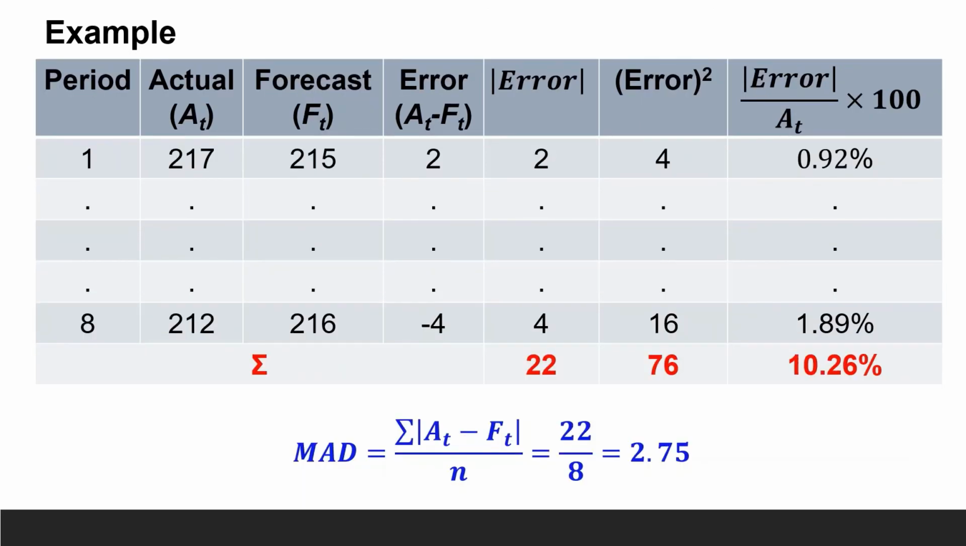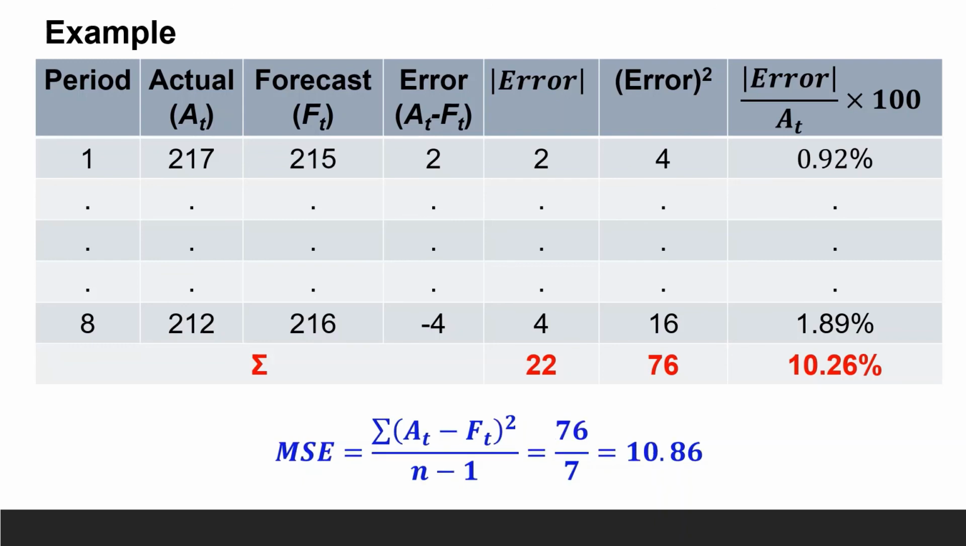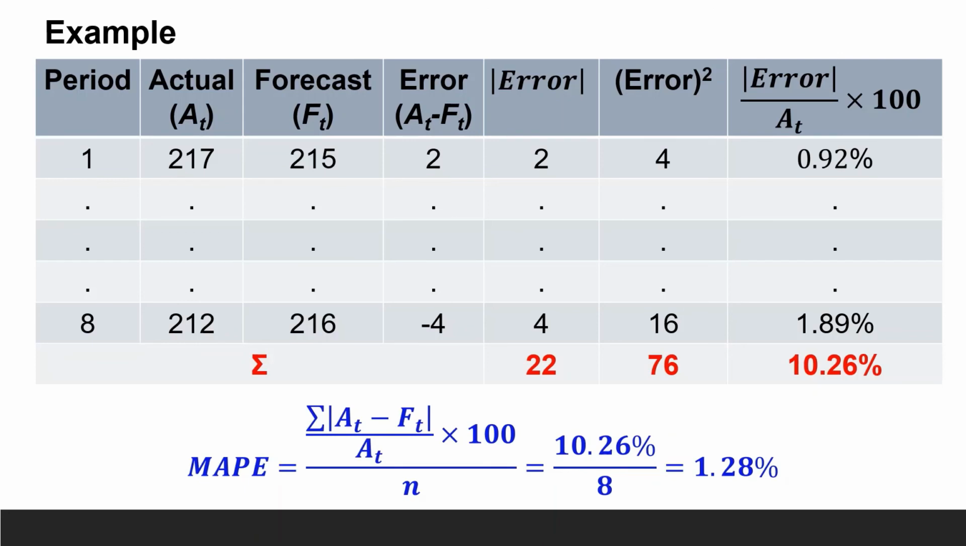Now add a new row at the end of the table to calculate the summation of the absolute values of the errors, the square values of the errors, and the absolute percent errors. Using the previously given equations, MAD equals sigma the absolute values of the error divided by the number of periods, n, equals 22 divided by 8 equals 2.75. MSE equals sigma square values of the error divided by n minus 1 equals 76 divided by 7 equals 10.86. While MAPE equals sigma e multiplied by 100 divided by a, all divided by n, equals 10.26% divided by 8 equals 1.28%.